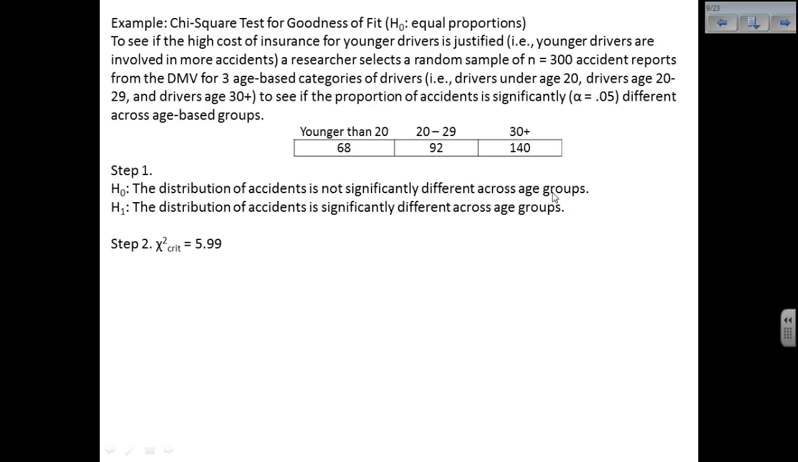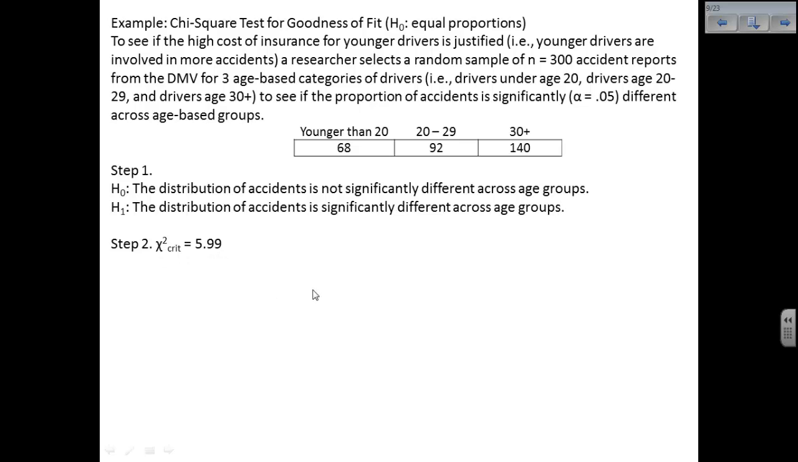So for step 1, we're stating our hypotheses. Our null is that there is no difference in the population of accident reports across these age groups. So the distribution of accidents is not significantly different across the groups. It's equal. The alternative is that there are going to be expected to be differences in the number of accident havers for each age group in the population, or the distribution of accidents is significantly different across age groups, not equal.